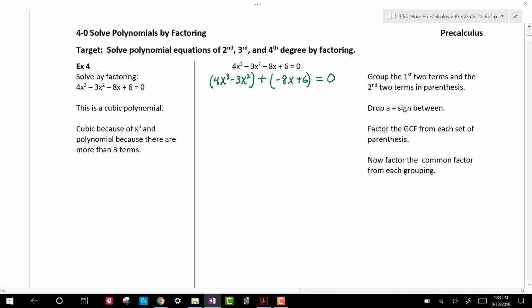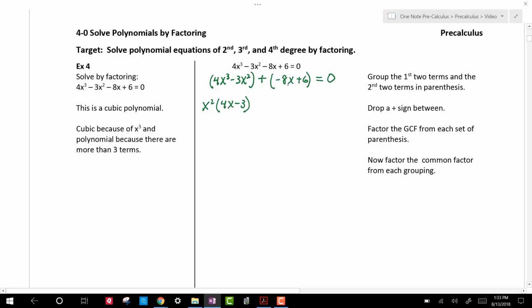The next thing we want to do is factor the greatest common factor from each set of parentheses. So I'm going to look at this first set of parentheses and ask myself, what can I factor out of here? I can factor out an x squared. That leaves me 4x minus 3. Now that doesn't mean I have to factor an x squared out of the second one. I can factor out anything I want. I want to factor out the GCF.